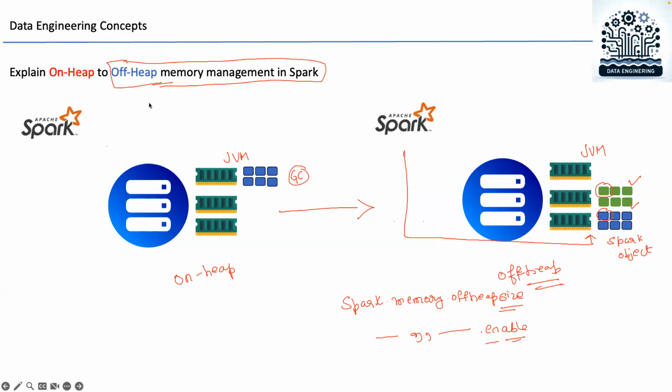I hope you have understood this core concept of heap and off heap in Apache Spark.